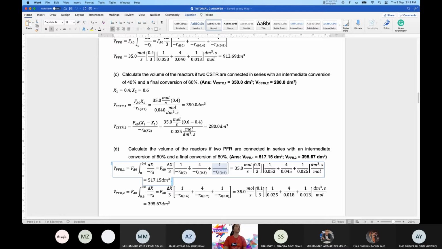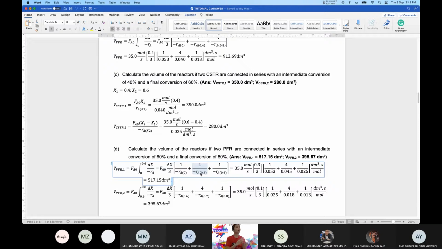And then the middle point you must remember ada 4. The 4 is always there. The Simpson 1/3 rule is 1, 4, 1. So 4 per minus RA at my middle x. So middle x tu yang kita kena cari. So you have initial 0, final x 0.6. Naturally the middle x is 0.3. So that's why it becomes 4 per minus RA when my x is 0.3.